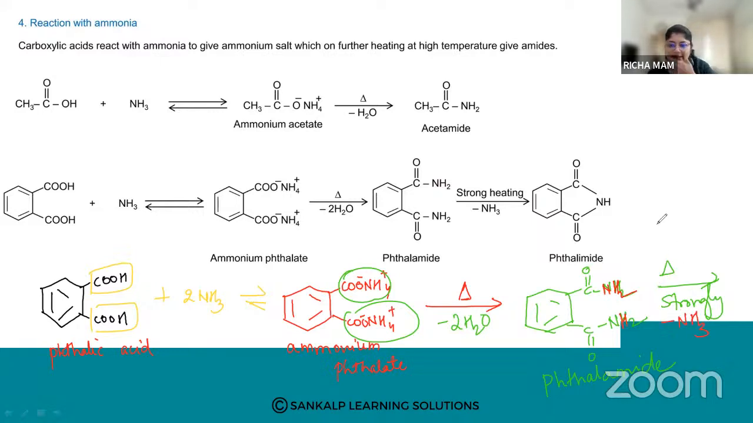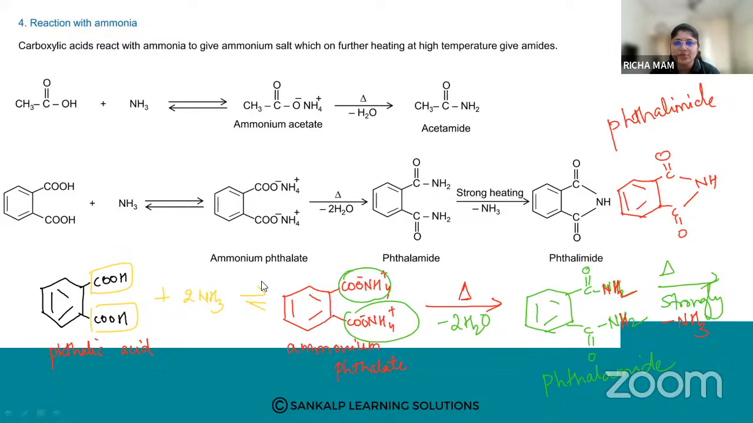So when you heat it more strongly, what you are going to get now? You are going to get benzene ring, C double bond O N, C double bond O NH. So this is phthalimide. This is phthalimide. So this is about your reaction with ammonia. These are the reactions with ammonia.